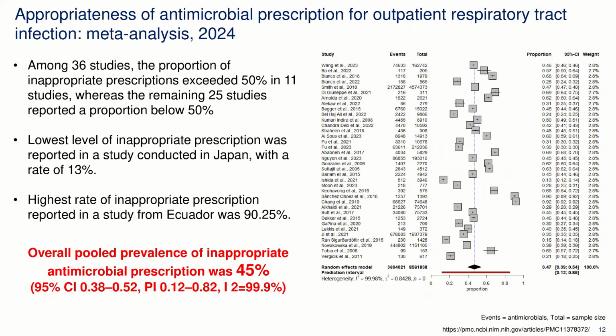And even in this era of better antimicrobial stewardship, there is still significant evidence of poor prescribing habits. This is a recent study published in 2024, a meta-analysis of 36 studies that looked at antimicrobial prescribing in outpatients who needed to be treated for a respiratory tract infection. You can see on the right-hand side a forest plot of the proportion of prescriptions felt to be inappropriate, ranging quite widely from about 13% in Japan up to 90% in Ecuador. Overall, the pooled prevalence of inappropriate antimicrobial prescription was 45%. So that's a staggering number. Nearly half of antimicrobials prescribed in these studies were deemed to be inappropriate. So although there's a lot of attention on good antimicrobial stewardship, there is still a significant way to go in order to reduce the risk of C. diff infection and other risks.